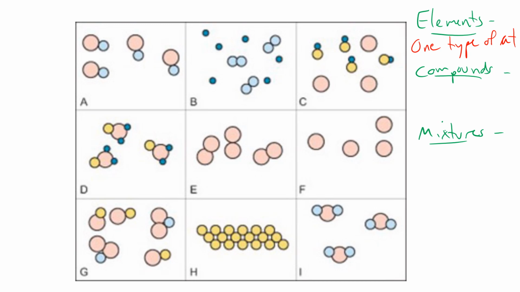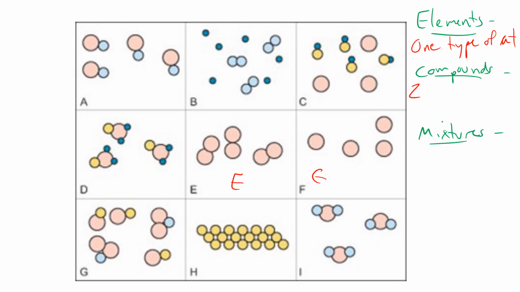And so we can see here that this is an element, has one type of atom. This right here is also going to be an element. There's only one type of those little circles there, and so we know that that is just going to be just an element. Even though this one has two that are bonded together, that's still going to be an element.